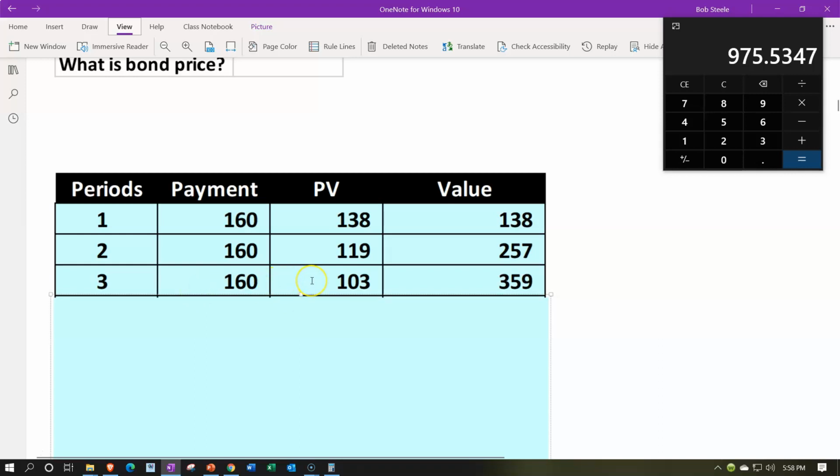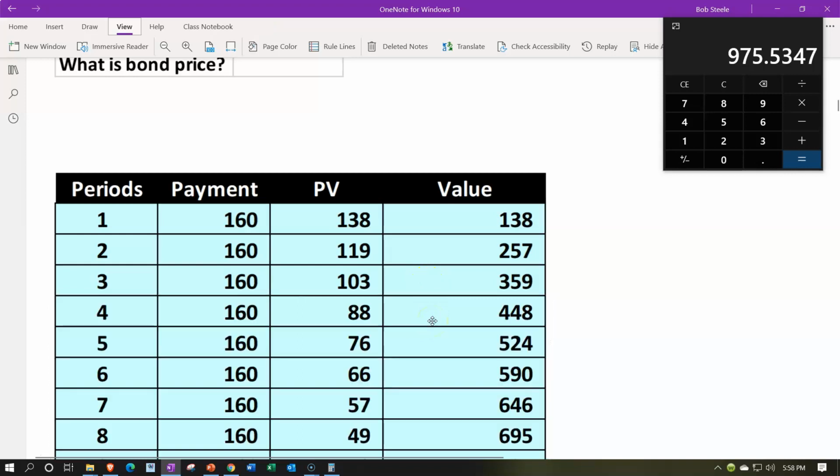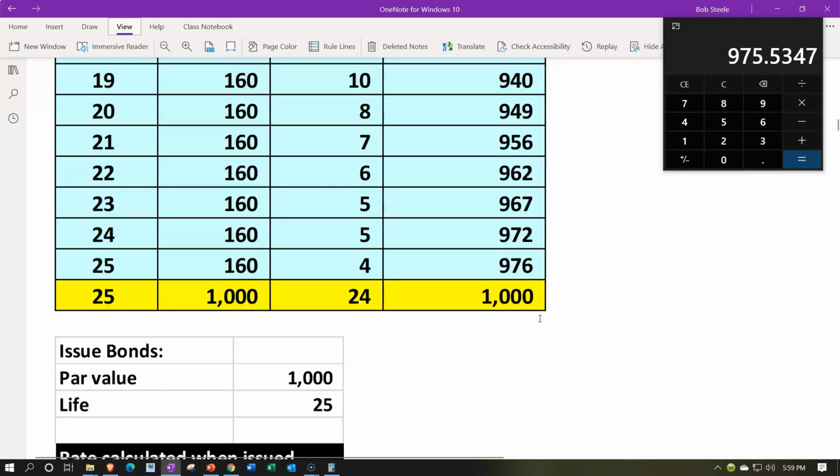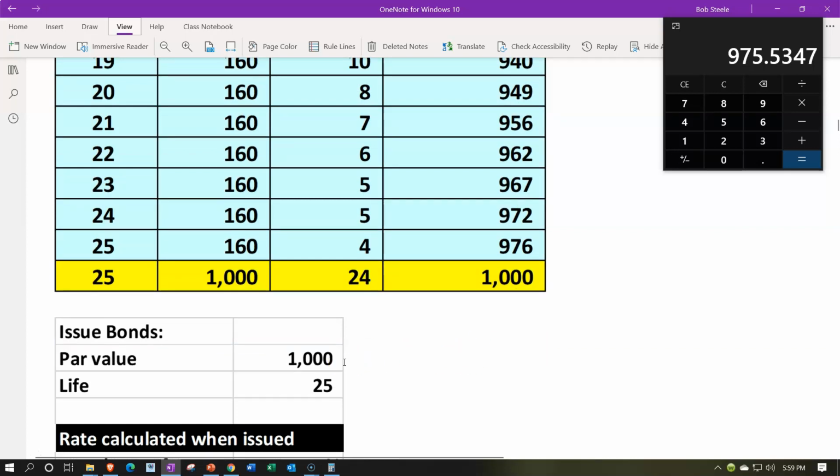So if we bring that back, that's going to be 103. Adding the 103 to the 257 gives us the 359, and so on and so forth until we get down to 25 periods, where we're at the 976 again, that being the value of the annuity portion. Note that we can do this same process for the value of the bond, which we would then get the face amount or par value of the bond, principal in other words, with 25-year period.